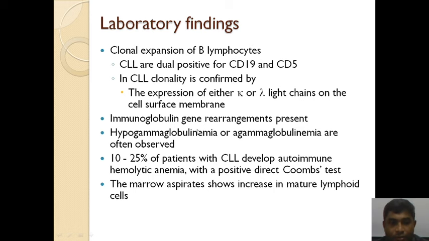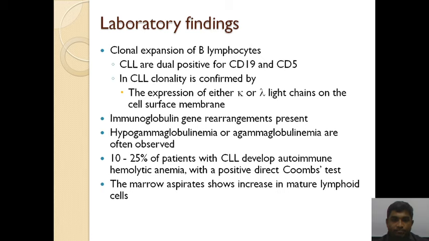Very frequently they have rearrangements in the immunoglobulin genes, and hypogammaglobulinemia or agammaglobulinemia is a commonly observed feature because of dysfunction of these lymphocytes. B lymphocytes develop into plasma cells and produce large amounts of gamma globulins, but when they are dysfunctional, this leads to reduced production of these gamma globulins, which leads to infections.